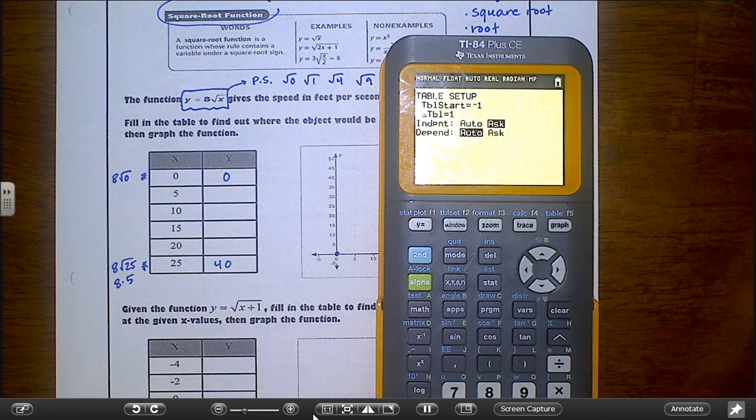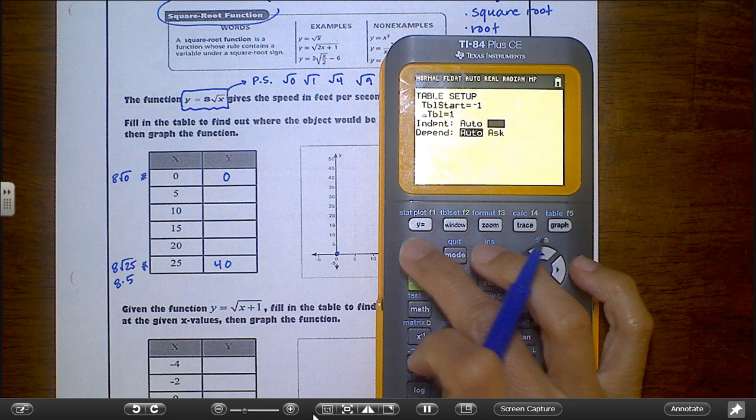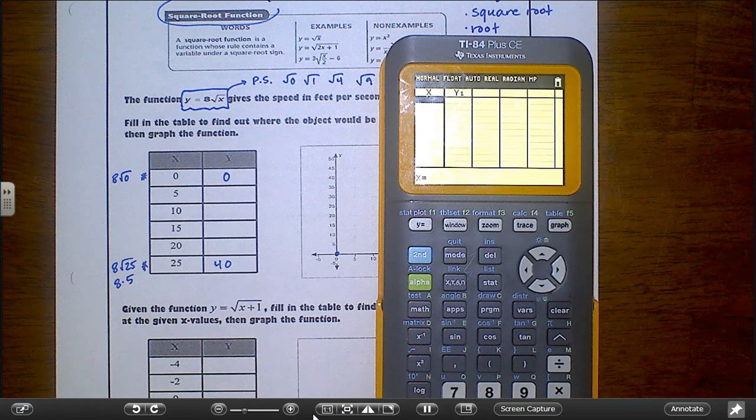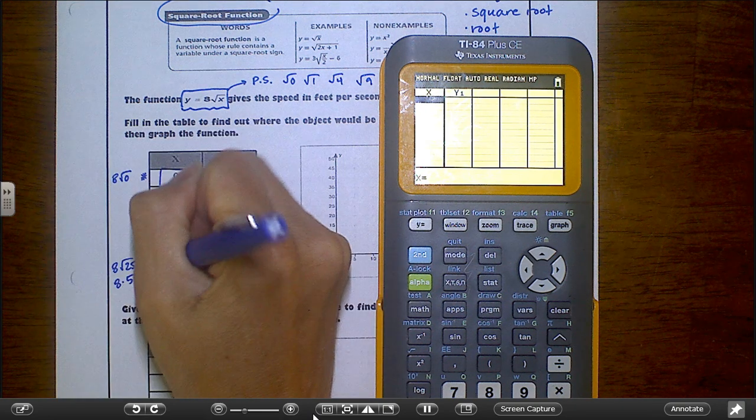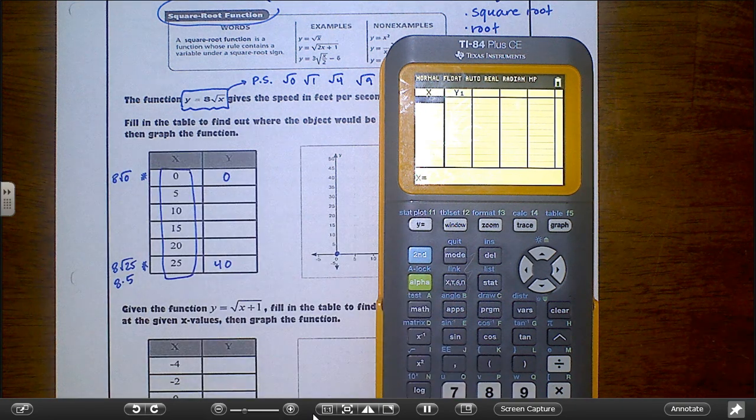So that means it's going to ask. So now if I go back to a table, so I hit second graph, now my table is blank. You're like, well, that didn't do me any good. Well, sure it did, because I just need to put these x values in for x in that table. So I'm going to hit 0, enter, 5, 10, 15, 20, and 25.